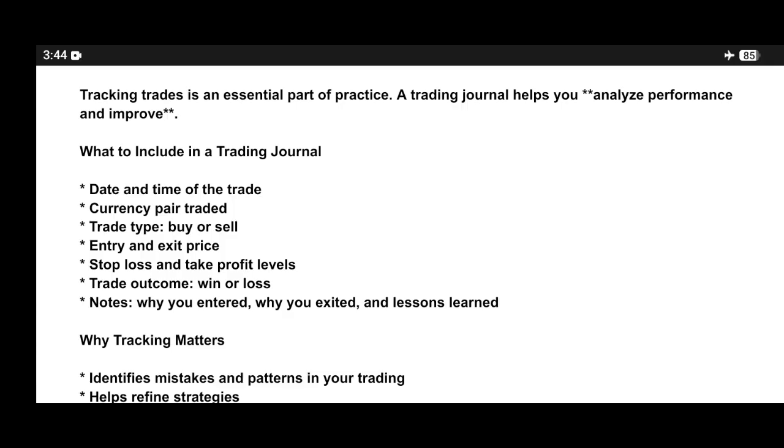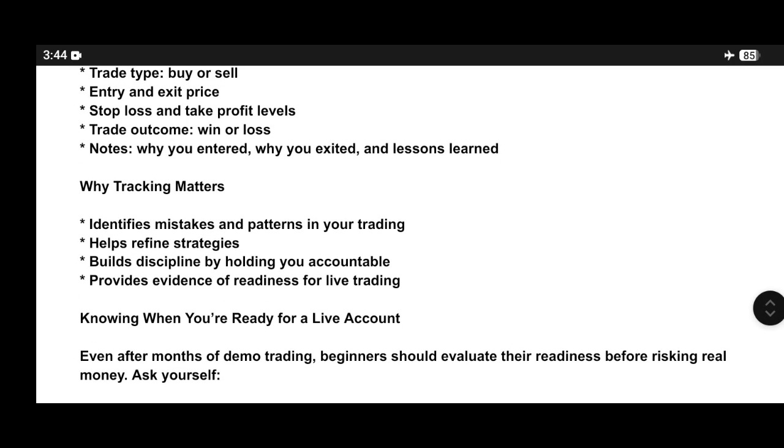Why tracking your trades matters. Number 1, it helps you to identify mistakes and patterns in your trading. It helps you refine strategies. It helps you build discipline by holding you accountable. And also it provides evidence of readiness for your live account.